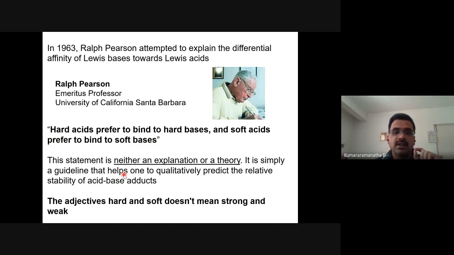Again, this statement is neither an explanation nor a theory, even though we call it the HSAB concept or theory. It is just a guideline with respect to a certain set of metals or ligands, depending on the choice, from which you can qualitatively predict. There is no quantification here, only a qualitative prediction of acid-base adducts and how they interact. When I say hard and soft, it doesn't mean that hard is a very strong acid, and soft doesn't mean a very weak acid. You should see them as electron donor and electron acceptor.